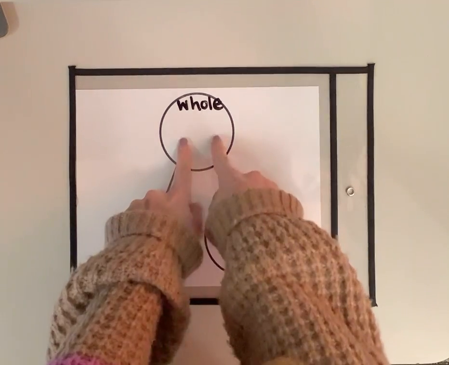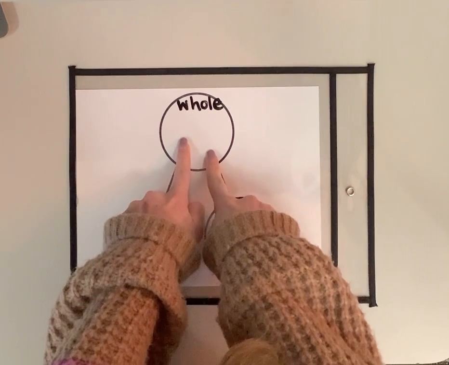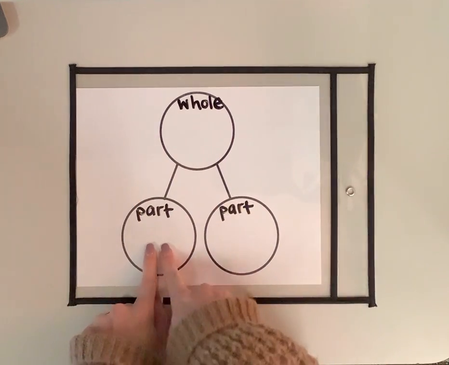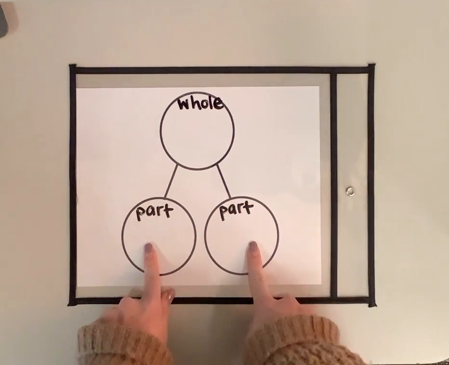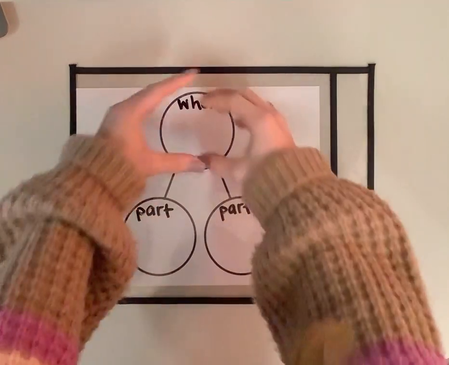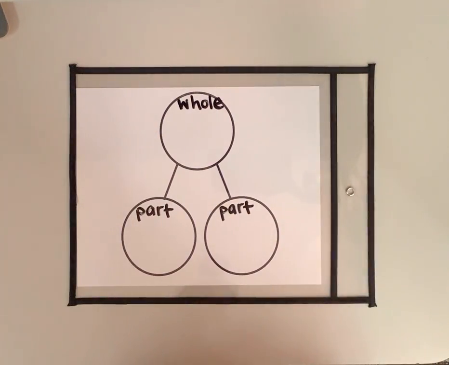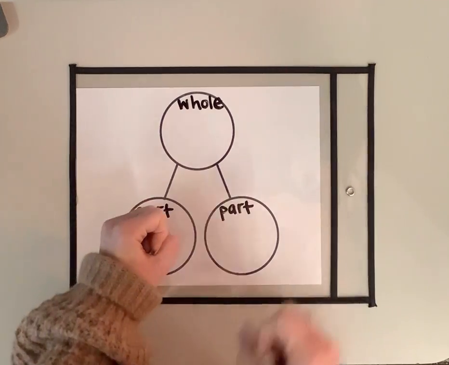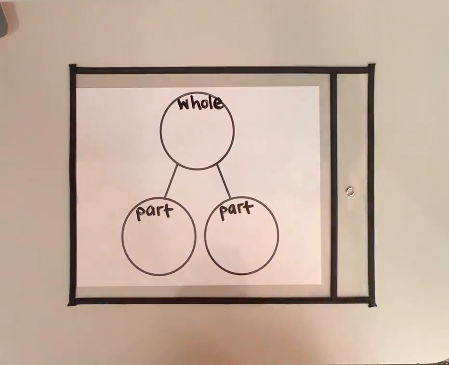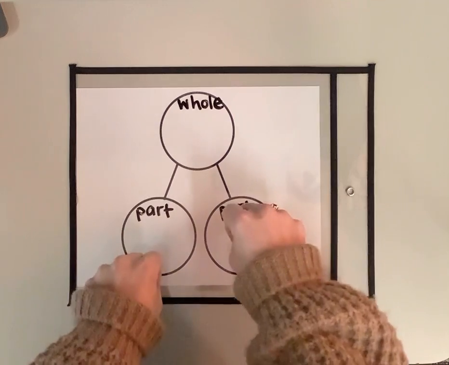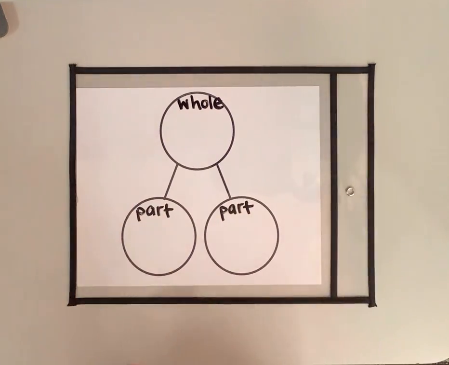So if we start at our whole and count back in subtraction, that means that we start at our part and count on for addition. So instead of whole, part, part, for addition, it's part, part, whole. Can you do that with me? Part, part, whole. Do it one more time. Part, part, whole. Good job.